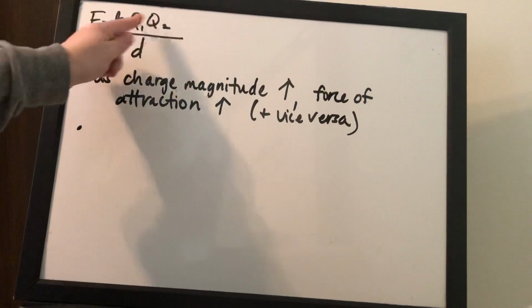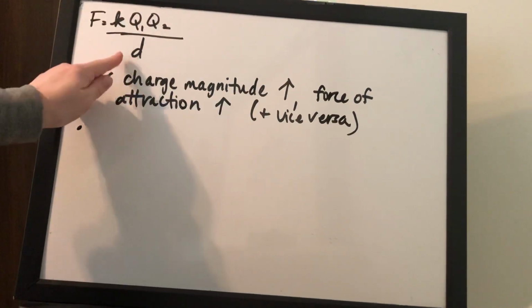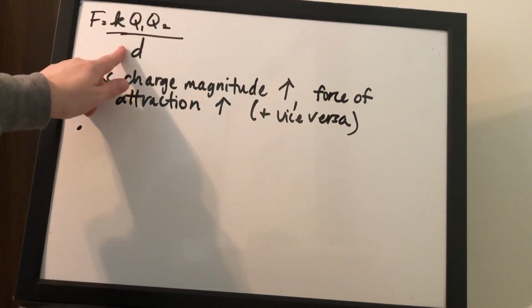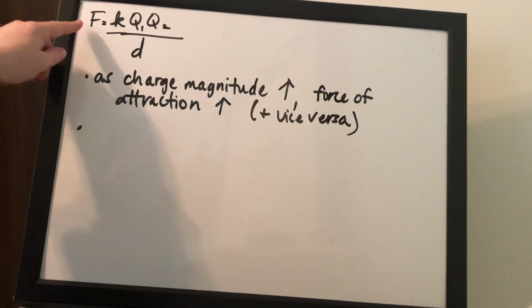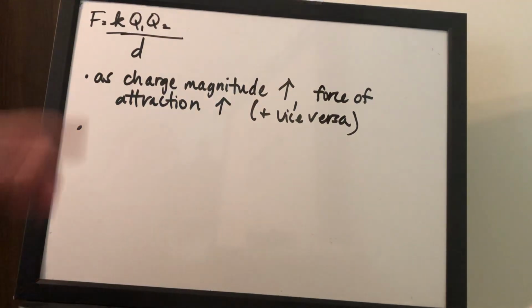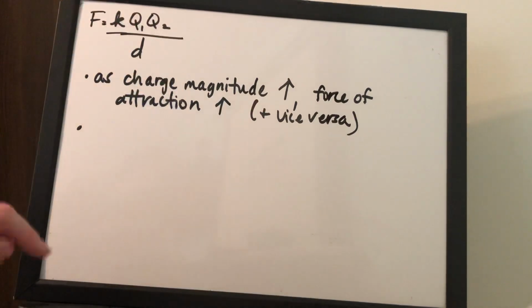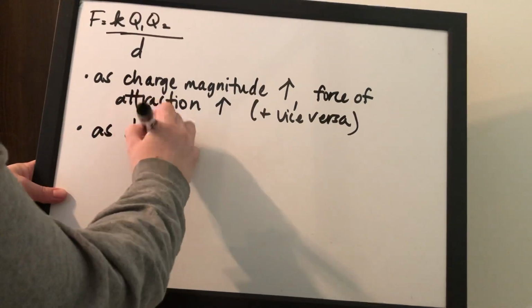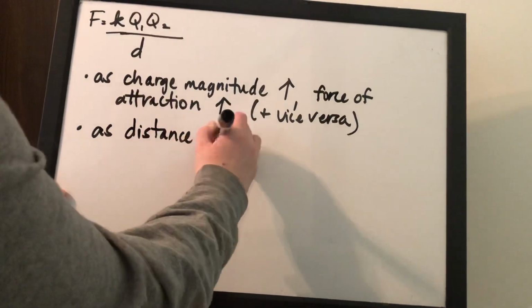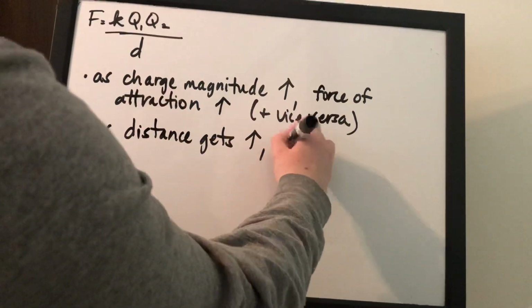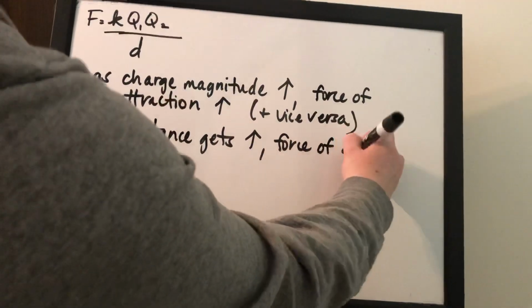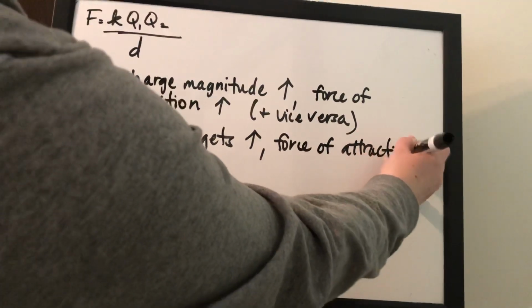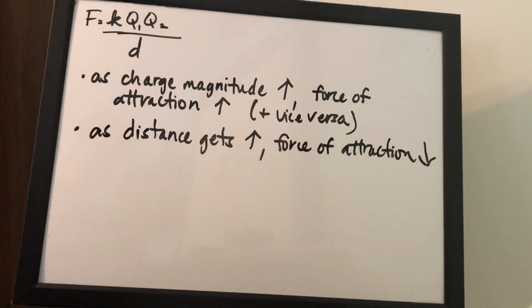Holding Q1 and Q2 constant, if I make D bigger, if D gets larger, the distance between the charges becomes bigger, then the force of attraction between them is going to decrease. And vice versa. If distance gets smaller, then the force of attraction is going to increase. So, as distance gets larger, force of attraction gets smaller. And then, of course, the opposite is true.